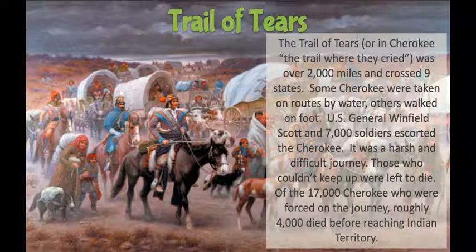The Trail of Tears, or in Cherokee, the trail where they cried, was over 2,000 miles and crossed 9 states. Some Cherokee were taken en route by water, others walked on foot. U.S. General Winfield Scott and 7,000 soldiers escorted the Cherokee. It was a harsh and difficult journey. Those who could not keep up were left to die. Of the 17,000 Cherokee who were forced on the journey, roughly 4,000 died before reaching Indian Territory.